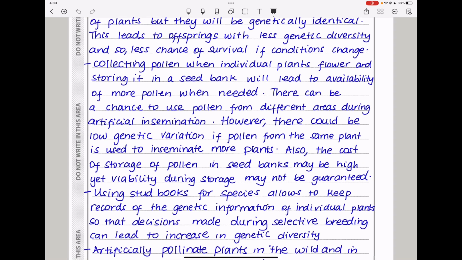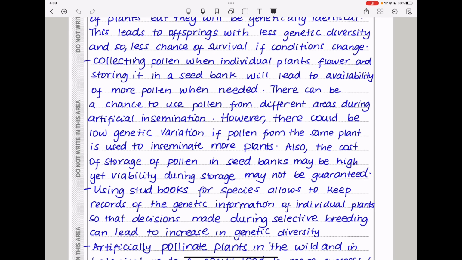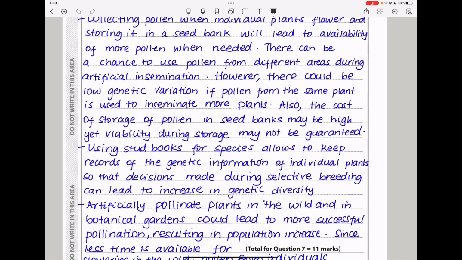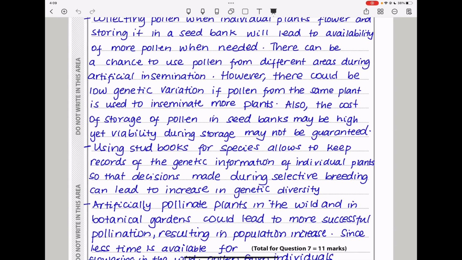Also, the cost of storage of the pollen in seed banks may be high, yet viability during storage may not be guaranteed. This is viability of the pollen during storage. If it cannot be guaranteed, then there is a chance that this could not work. Using stud books for species allows to keep records of the genetic information of individual plants so that decisions made during selective breeding can lead to increase in genetic diversity. Stud books are used to store information of which types of organisms have been crossed in order to avoid crossing the same organisms in the future if your aim is to increase genetic diversity.